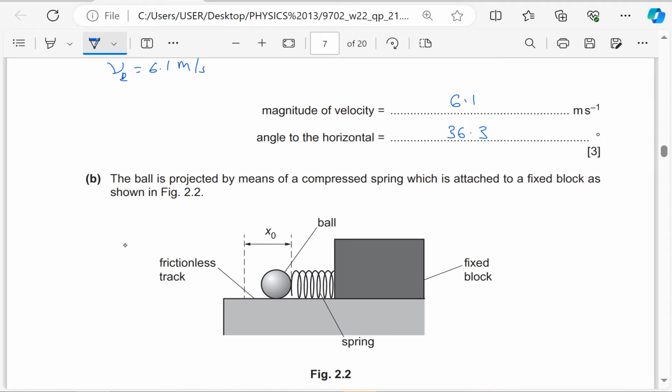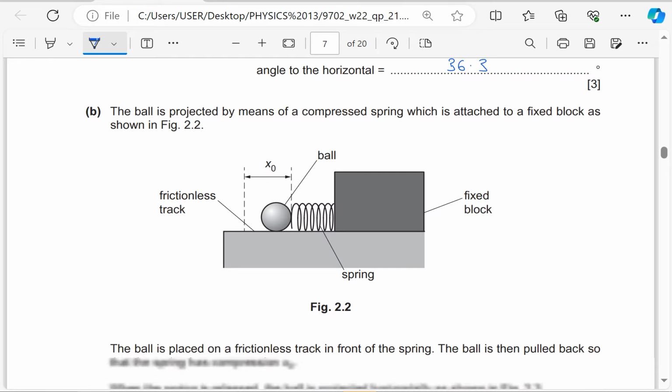The ball is projected by means of a compressed spring which is attached to a fixed block as shown in the figure.